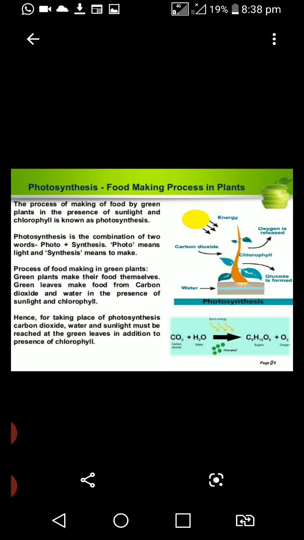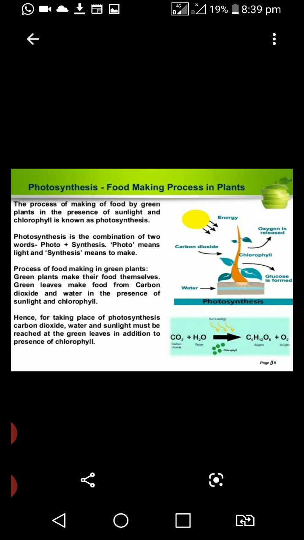It is a unique process on the earth. The solar energy is captured by the leaves and stored in the form of food. What is the meaning of solar energy? Sunlight.